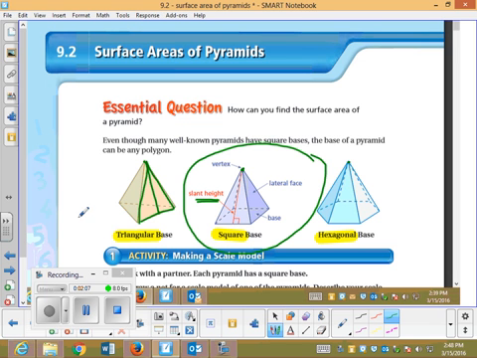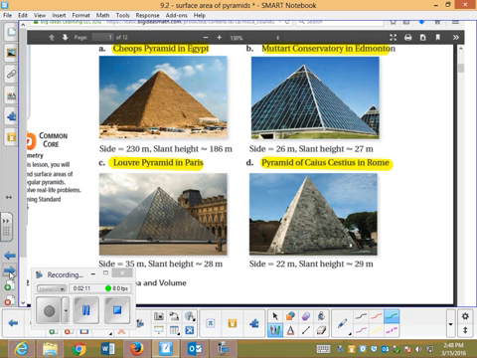Okay, all right. So now that you know the parts of a pyramid, let's go ahead and look at some real life examples. So here are some examples of pyramids around the world. You can just look at this really quick. You don't have to copy it down, but I'd just like to share with you some pyramids that you can see around the world. We have some from Egypt, Paris, Rome, and Edmonton.